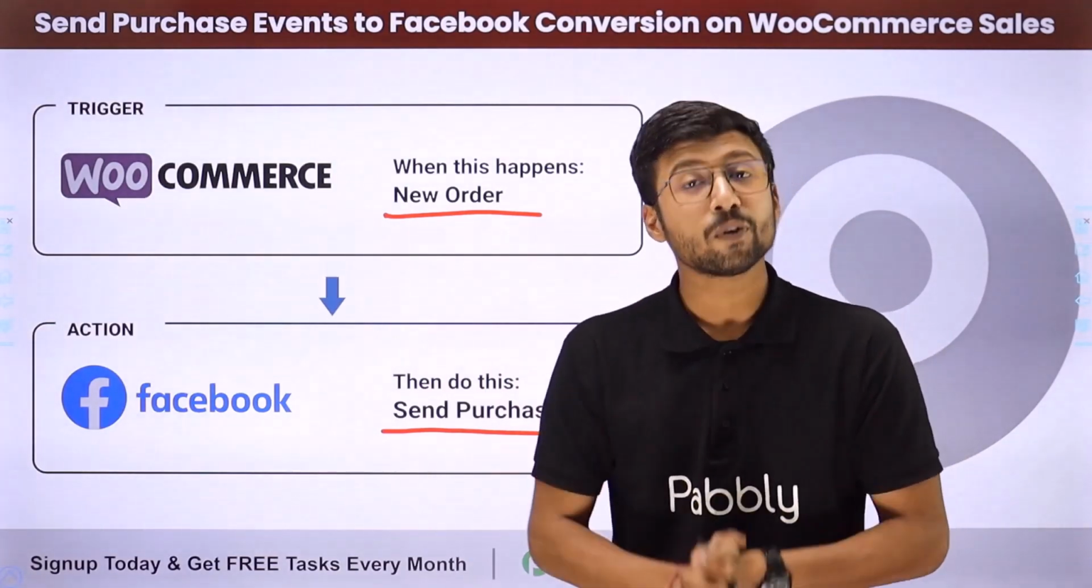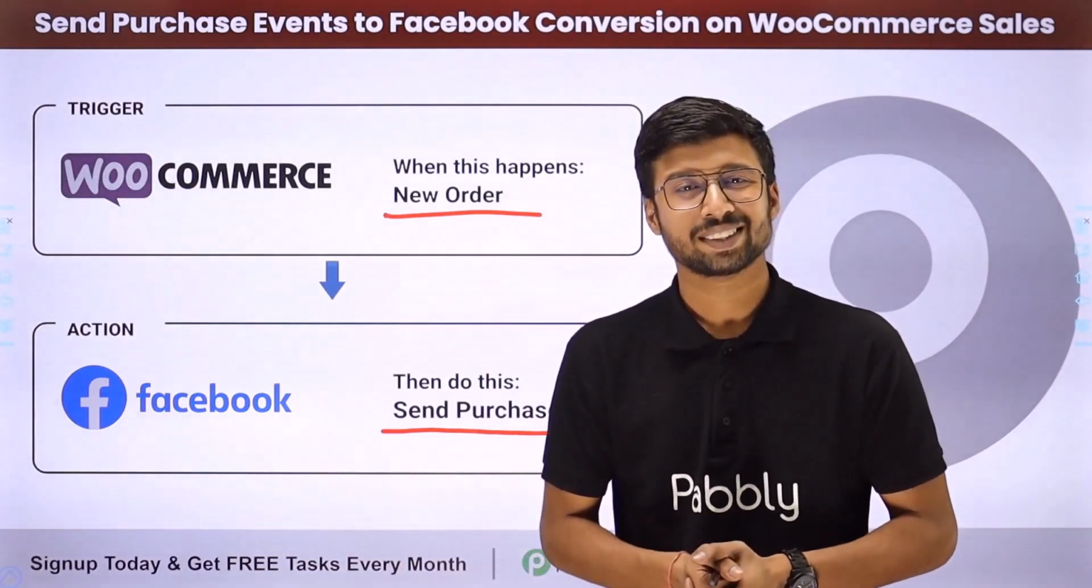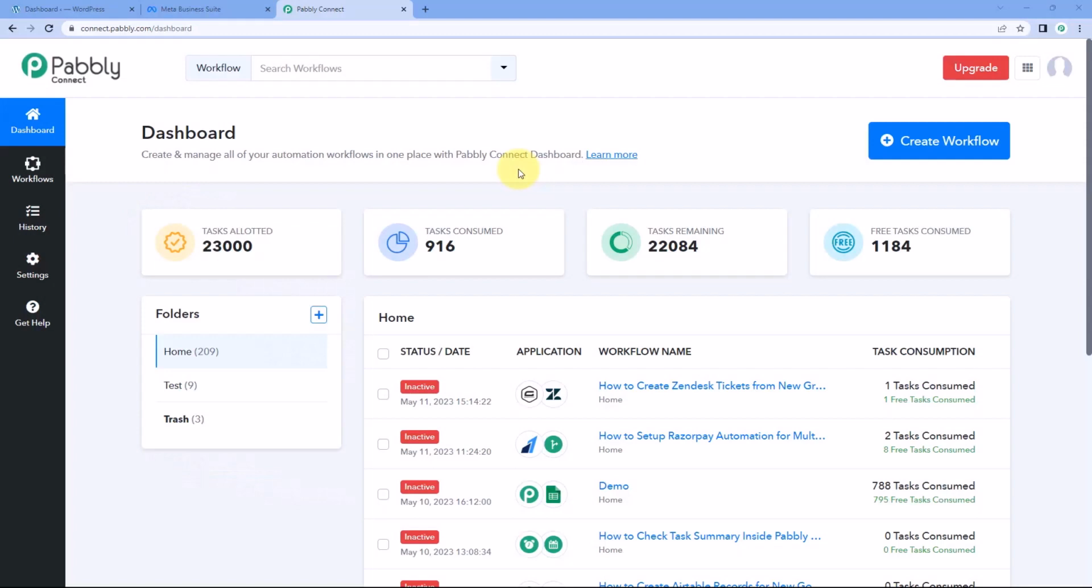So if you want to know how you can set up this automation, for that you just have to come with me to my screen. So as you can see, here we are on Pabbly Connect's dashboard. Now to reach this dashboard, you will get a free sign-up link of Pabbly Connect in the description box below. By clicking on that link, you can create your free Pabbly Connect account in just 2 minutes.